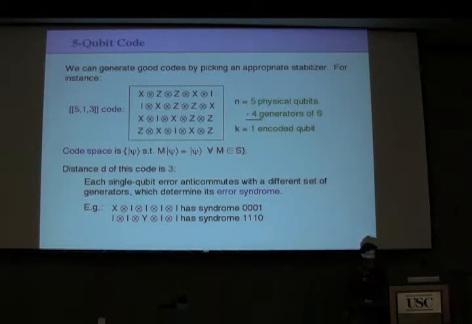In this case, we have a unique error syndrome for each error. This is a non-degenerate code. And so, for instance, Y anti-commutes with the first three generators and commutes with the fourth one. And so we have the error syndrome 1110.